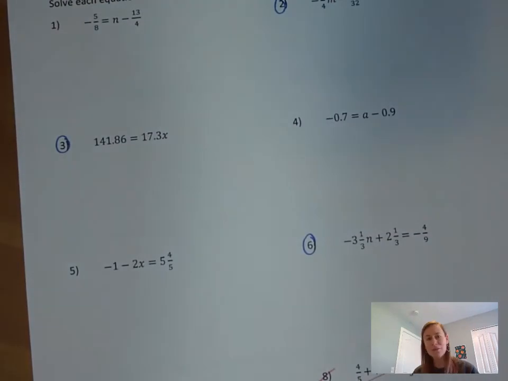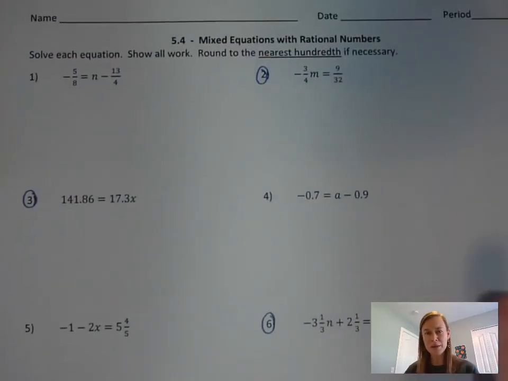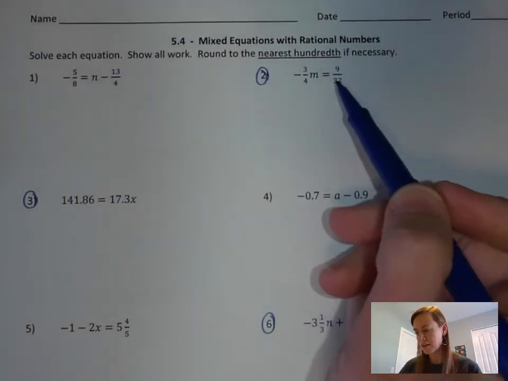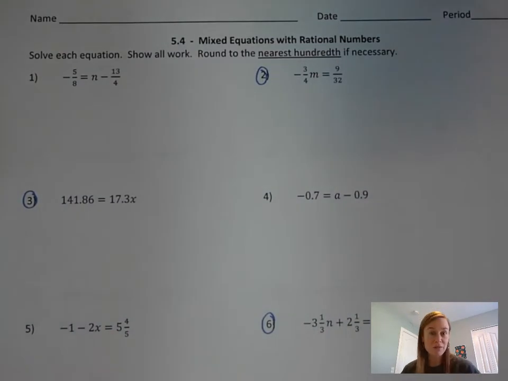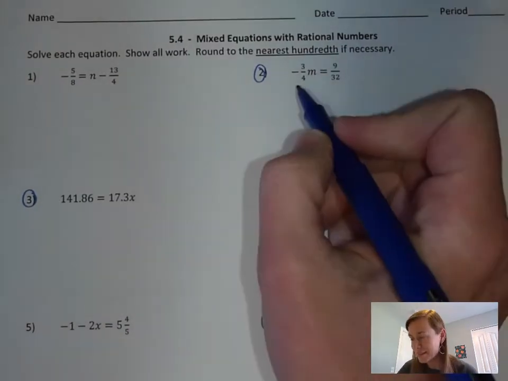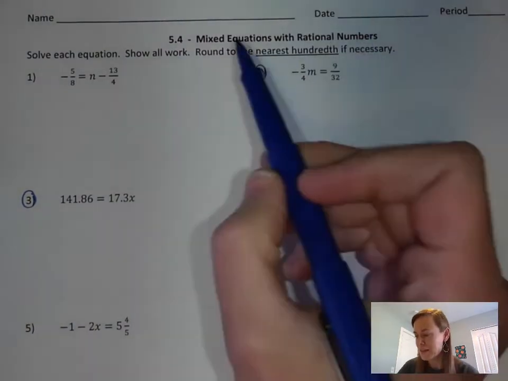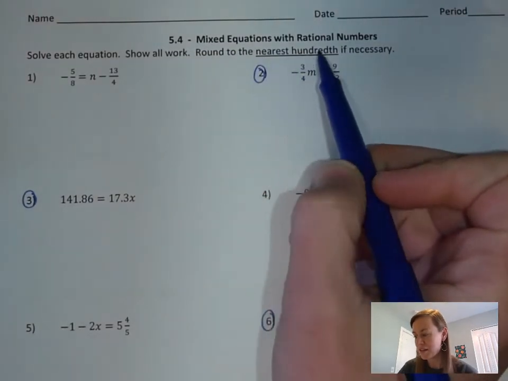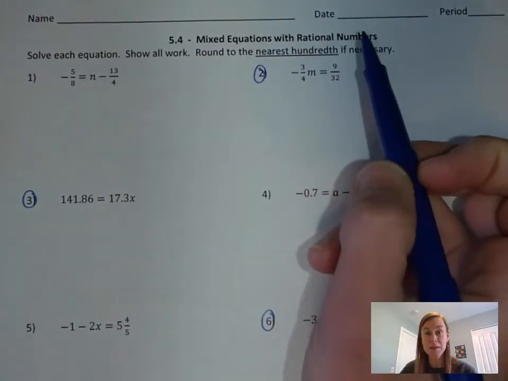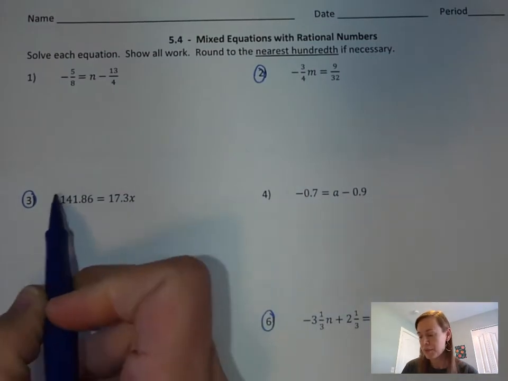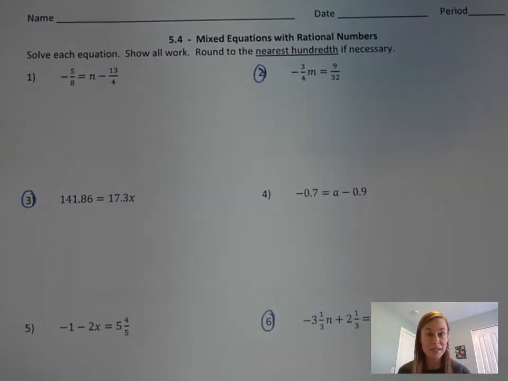Okay, so starting off with number 2. It looks like we've got some fractions here, so we will be giving our answer in fractions as well. So whenever you have fractions given to you, you should give your answer also in fractions. It does say in the instructions to round to the nearest hundredth if necessary, but they're just talking about those decimal problems. So problems like over here, that's when you're going to be rounding to the nearest hundredth. Okay, back to number 2.